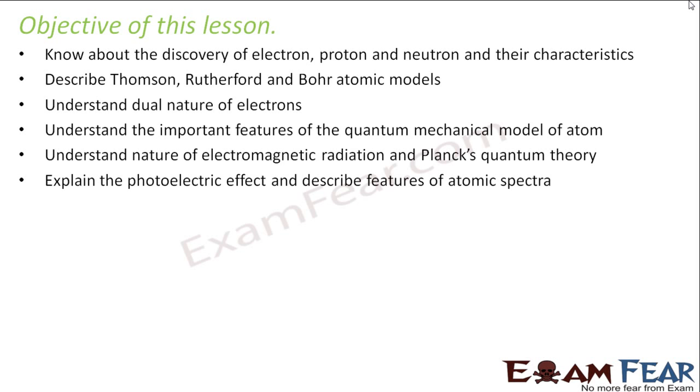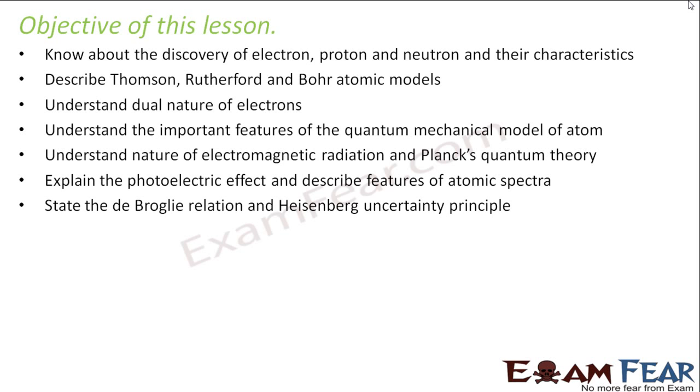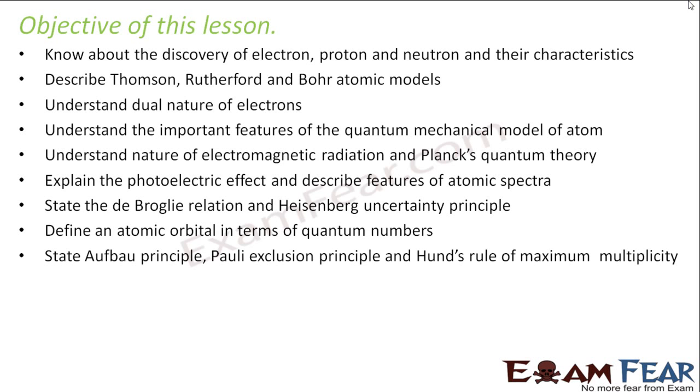We'll explain the photoelectric effect. We'll also describe atomic spectra. We'll state the de Broglie relation and Heisenberg uncertainty principle. We'll define atomic orbitals in terms of quantum number. We'll state Aufbau principle, Pauli's exclusion principle and Hund's rule of maximum multiplicity. We'll also learn how to write electronic configuration of atoms. So having said this, we'll start the chapter.